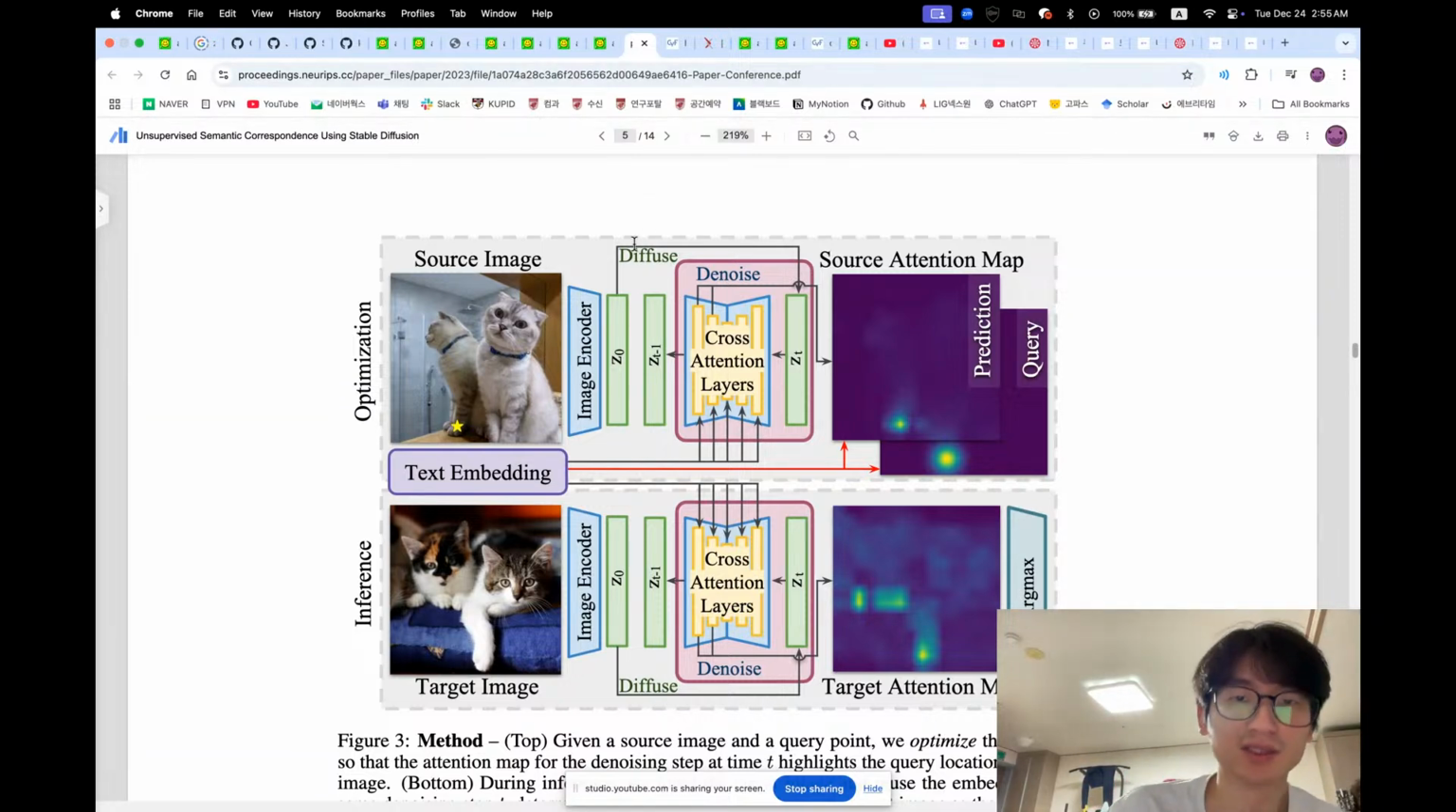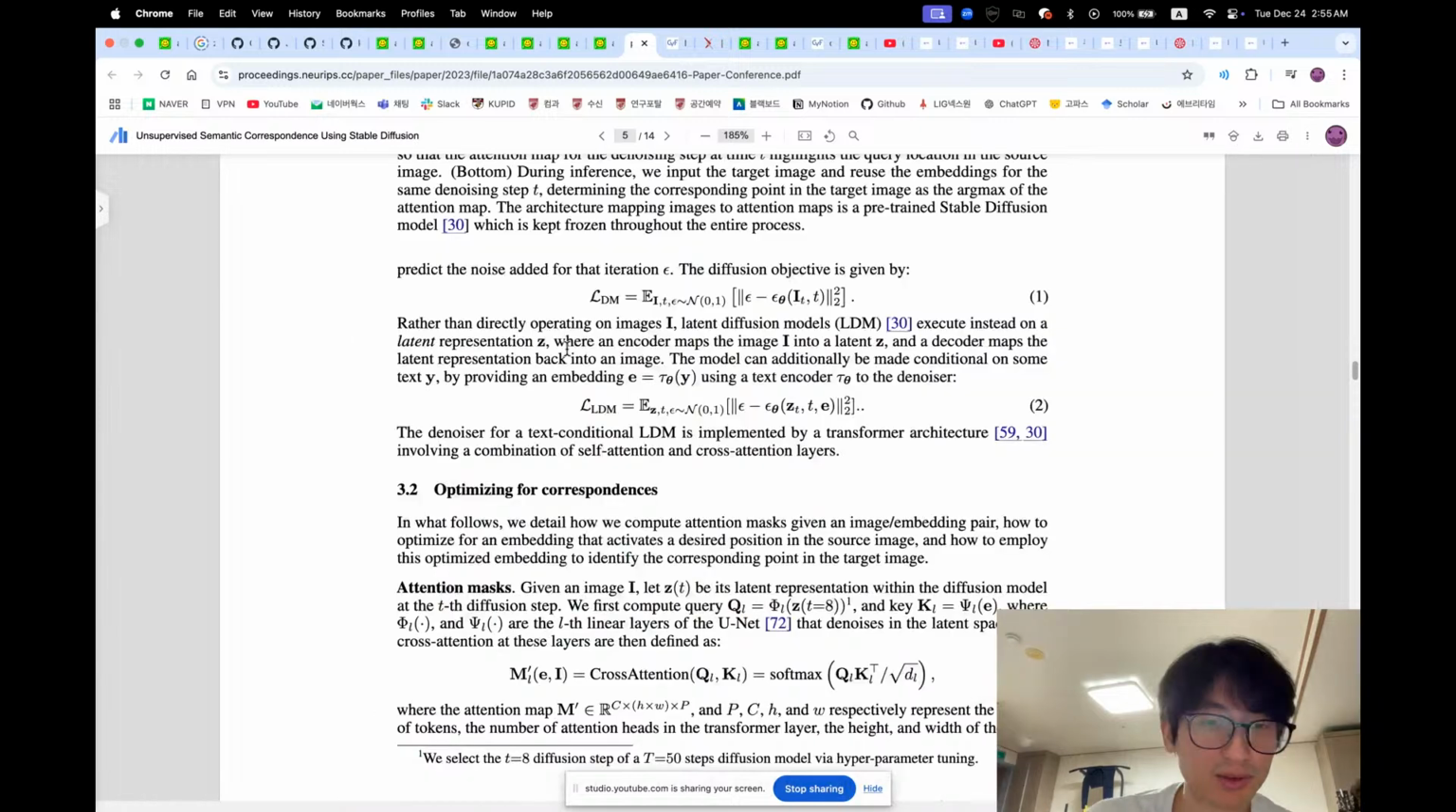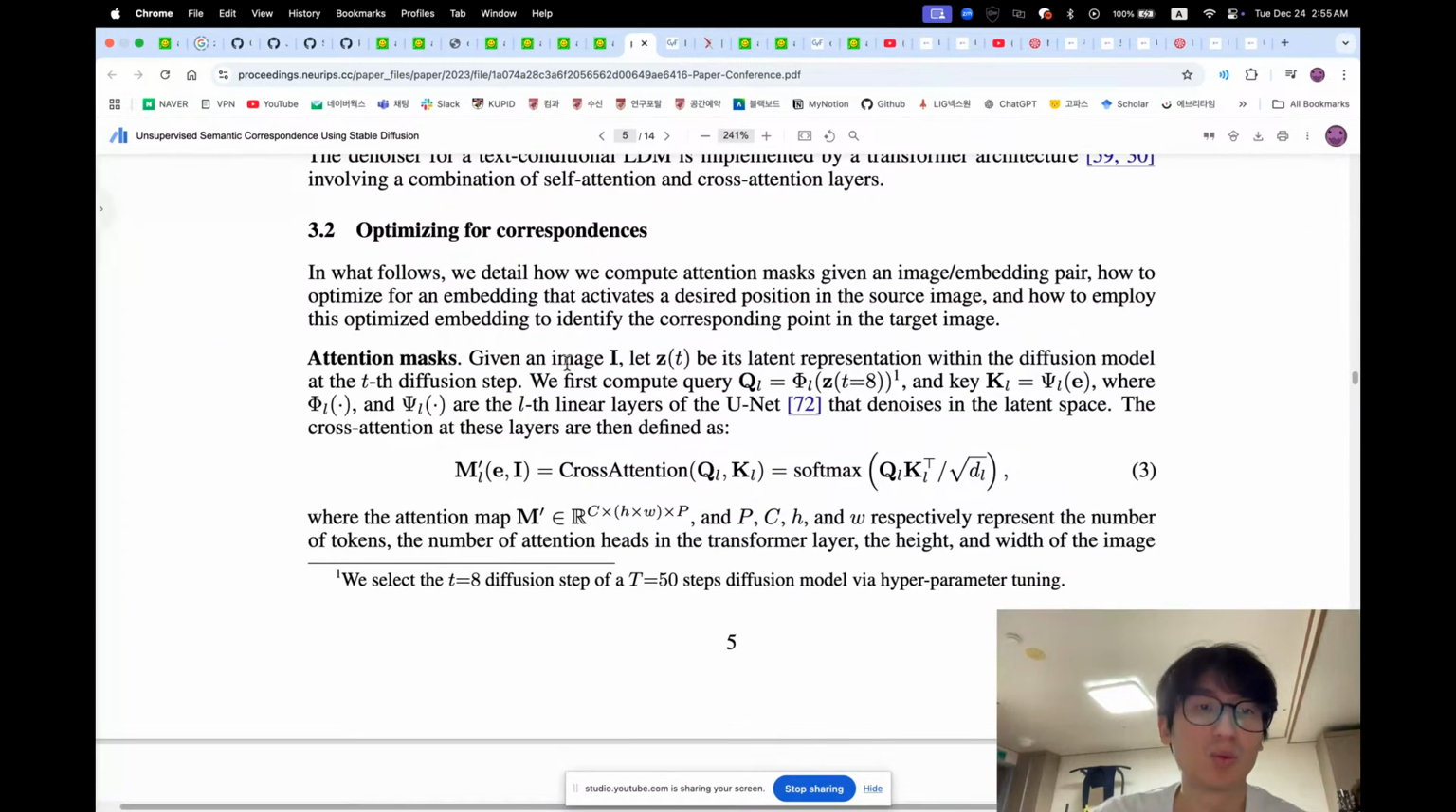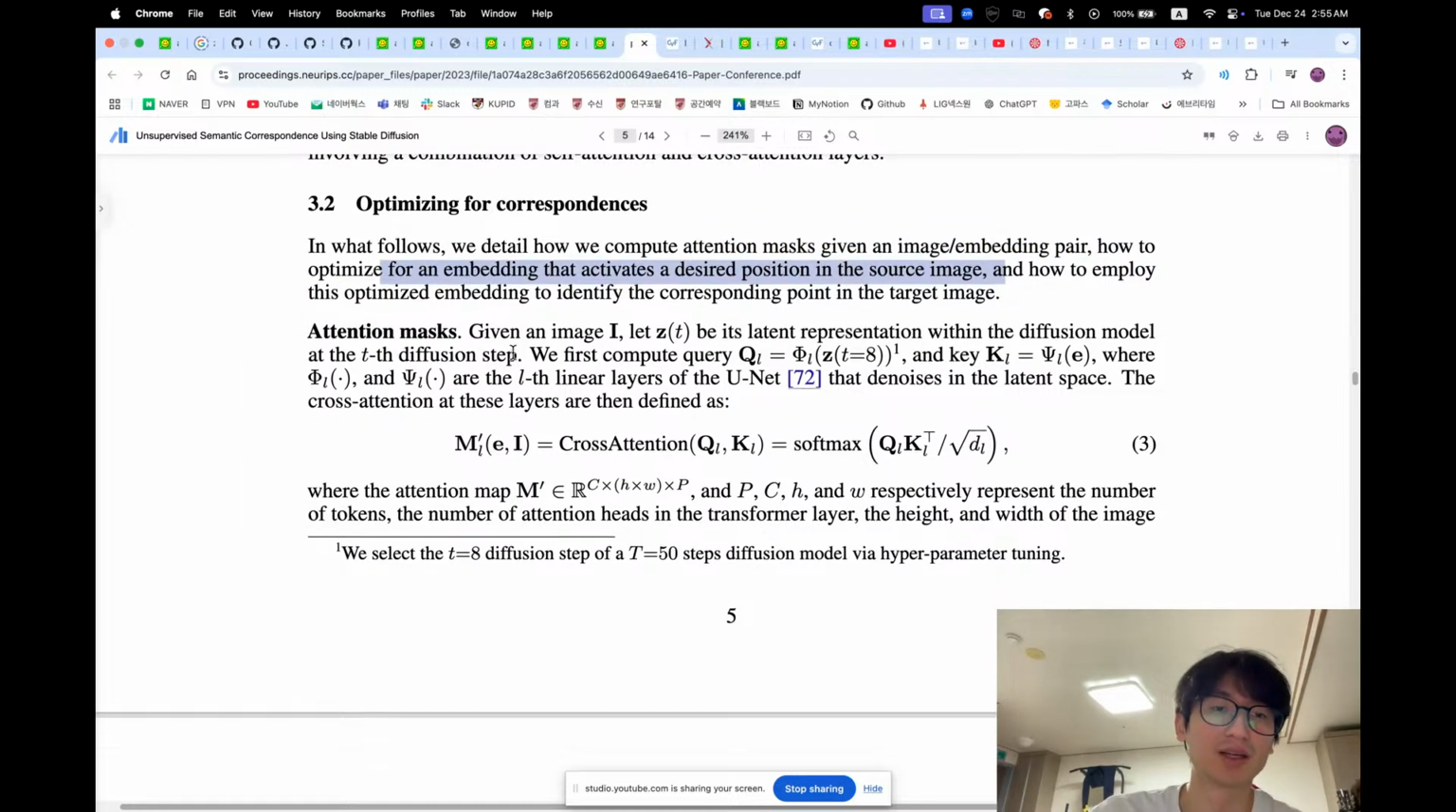I don't know what this diffuse is. Let's see what diffuse means. In what follows, we detail how to compute attention maps given an image and an embedding, and how to optimize the embedding for attention maps given an image I. Let z_t be its latent at step t. Okay, for the compute query.